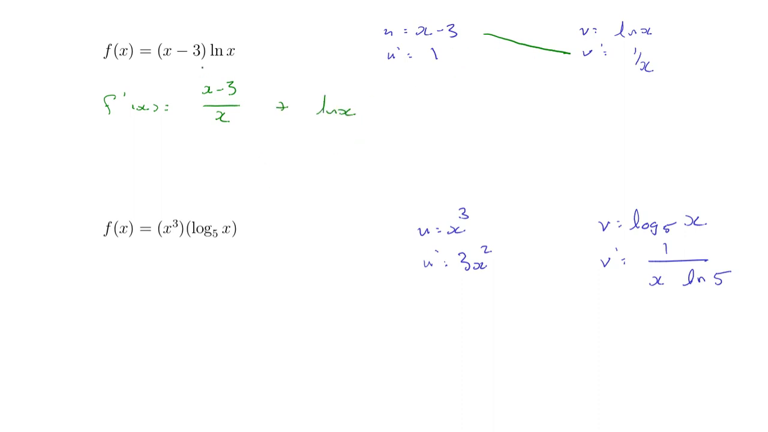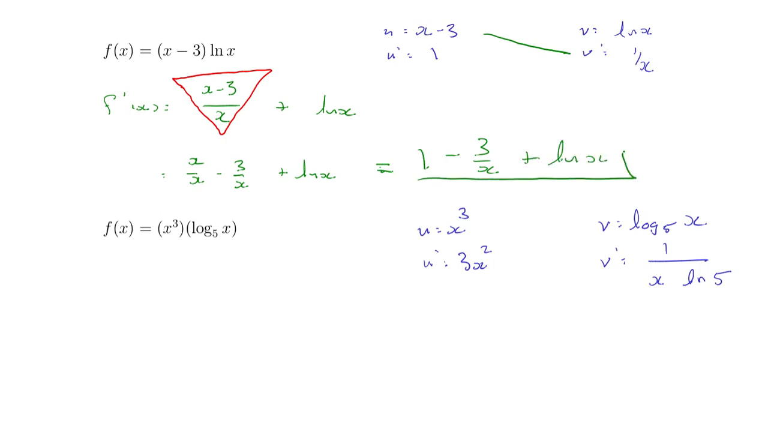There we go. Now, if you want, you could notice that there's that upside down triangle shape of that fraction, so that means it can be split up. So this is really x over x minus 3 over x plus natural log x, or you could say 1 minus 3 over x plus natural log x. And that's our derivative. I'd also take this if you wanted. Either of those is good for me.